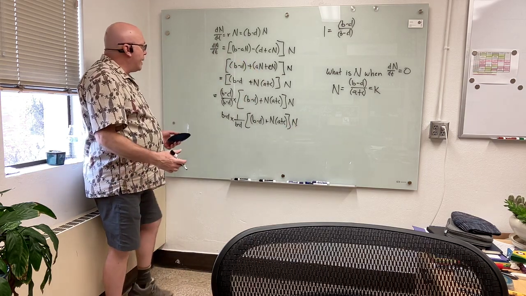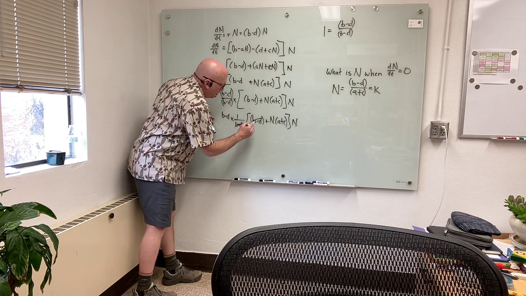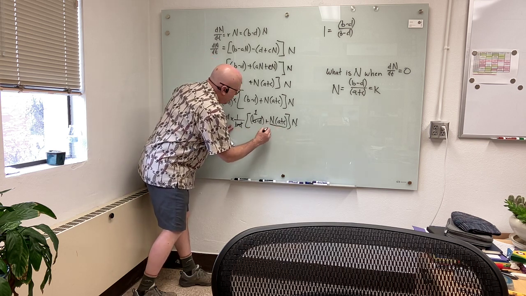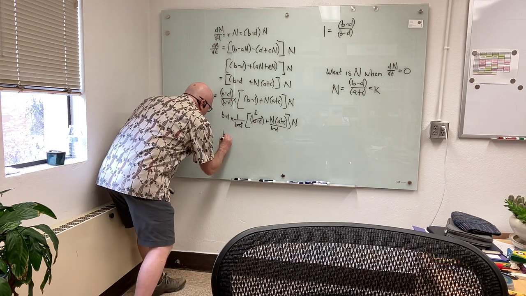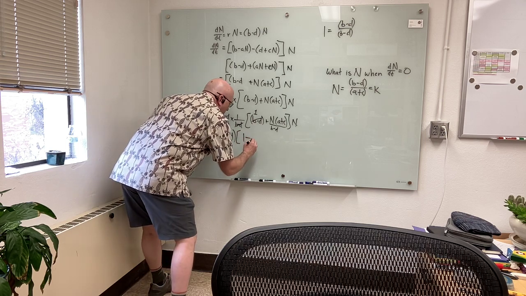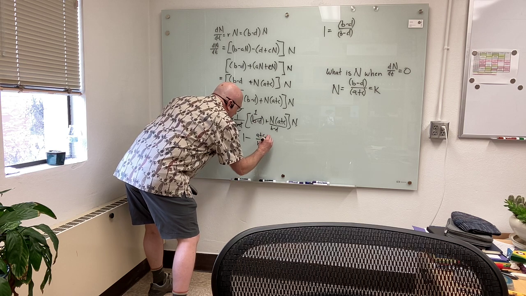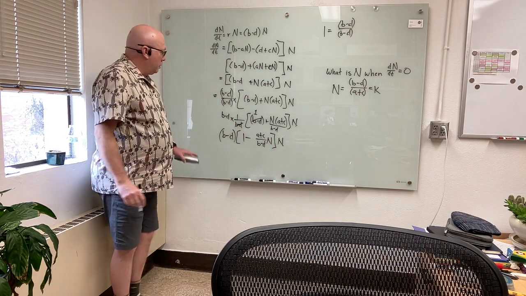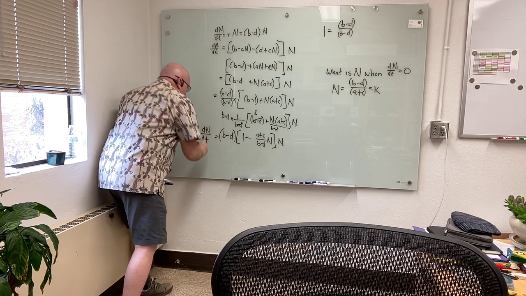And what we get when we do that is this cancels out, leaving you with a 1 here, and this gets multiplied into here, which is b minus d. And so you're left at the end of this with b minus d times 1 minus a plus c over b minus d times n, all of that multiplied times n. And this equals the change in population size given some change in time.